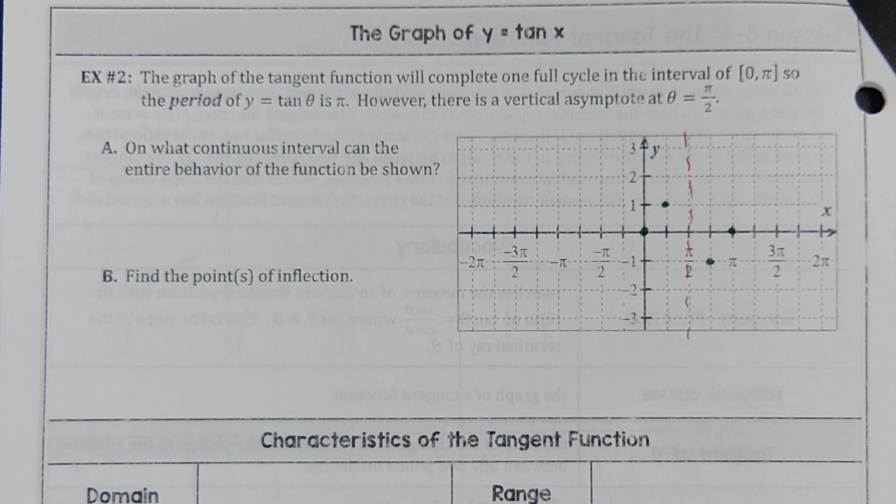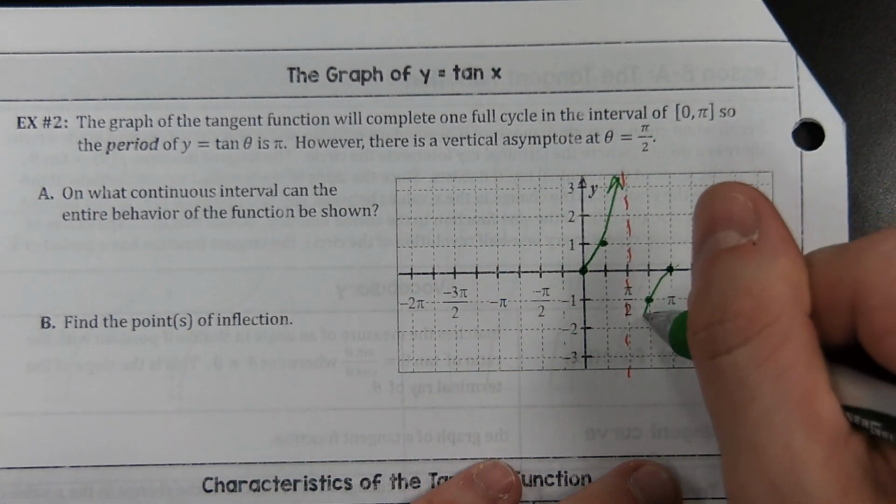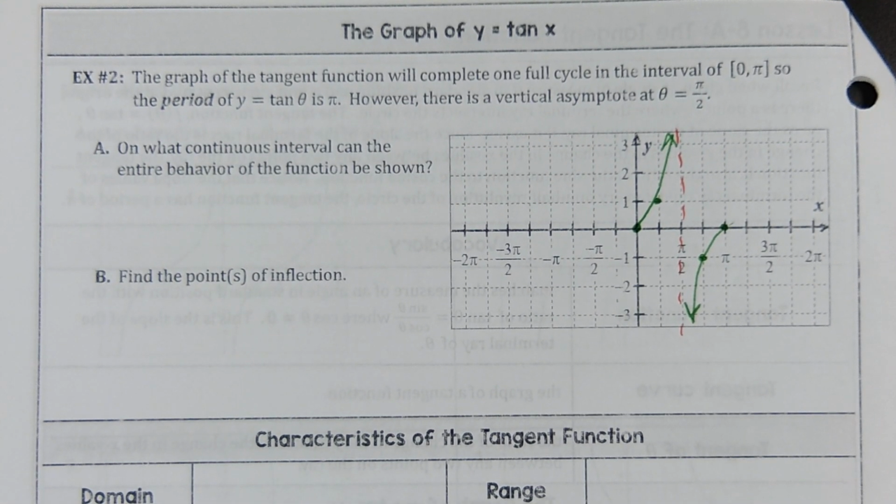Cool? All right. So what's going on here? Well, we have to think all the way back to the beginning of the year and what it means to be an infinite discontinuity. It's a place where your graph shoots towards one of the infinities, and you will get infinitely close to that vertical asymptote. And we know these things are curvy because circles are round, so tangent is going to be curvy, like sine and cosine are. So it does this.